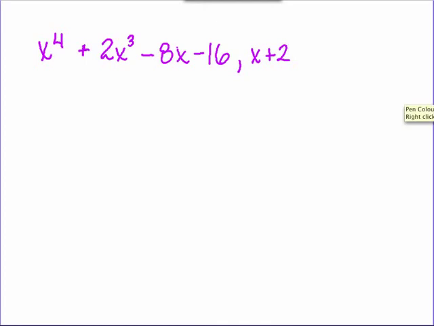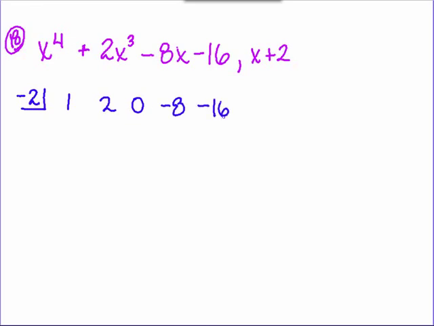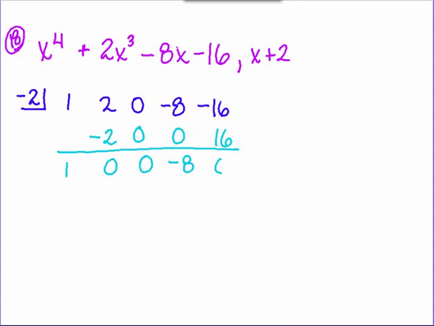By the way, this is number 18. We're going to use synthetic division. What are we going to divide by? Negative 2. So my coefficients are going to be 1, 2, 0, 0, -8, -16. The reason we're looking at this is because every other one we looked at was an x cubed, not an x to the 4th. So I bring the 1 down, and I get 1, 0, 0, -8, and a remainder of 0.